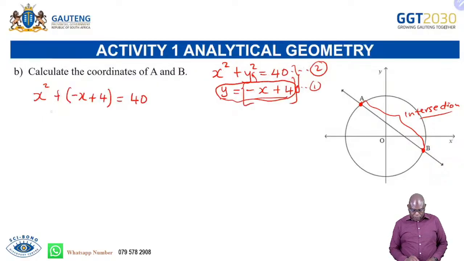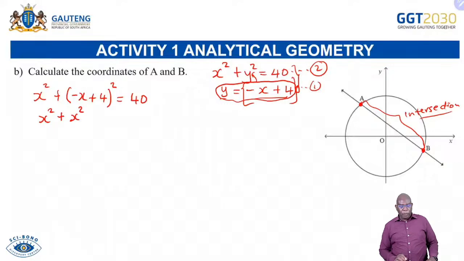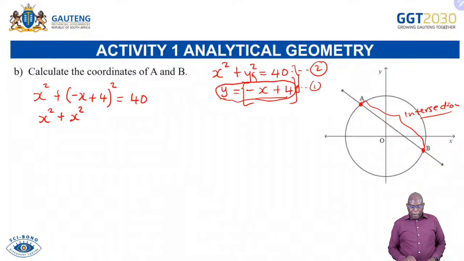Now I'm going to multiply out. Remember, this is squared. Don't forget that. Now I'm going to multiply out the brackets. I'm now going to have x squared. Now, if I multiply the x and the minus x and the 4, I'll get minus 4x. Double that, I'm going to get a negative 8x.